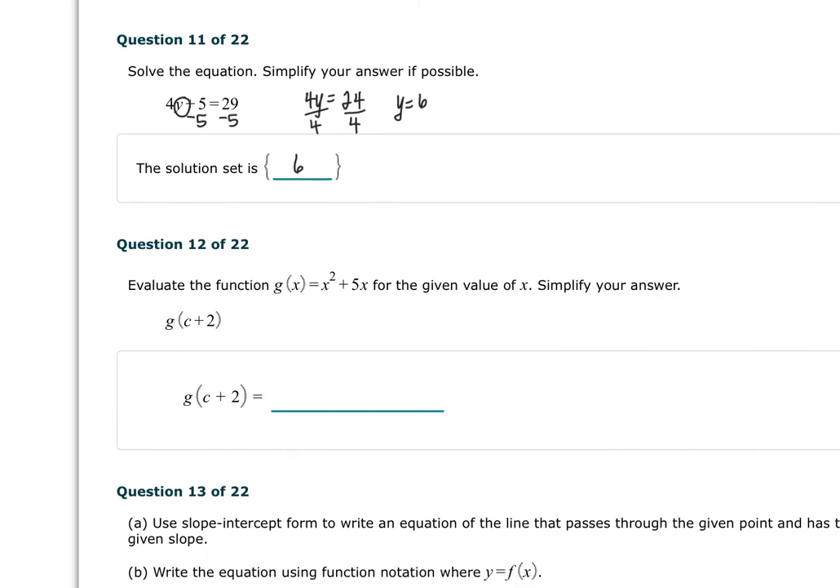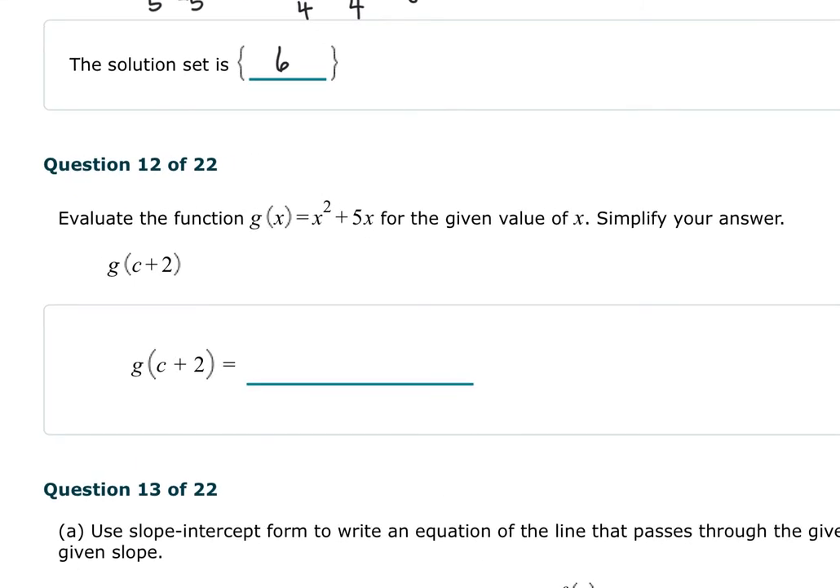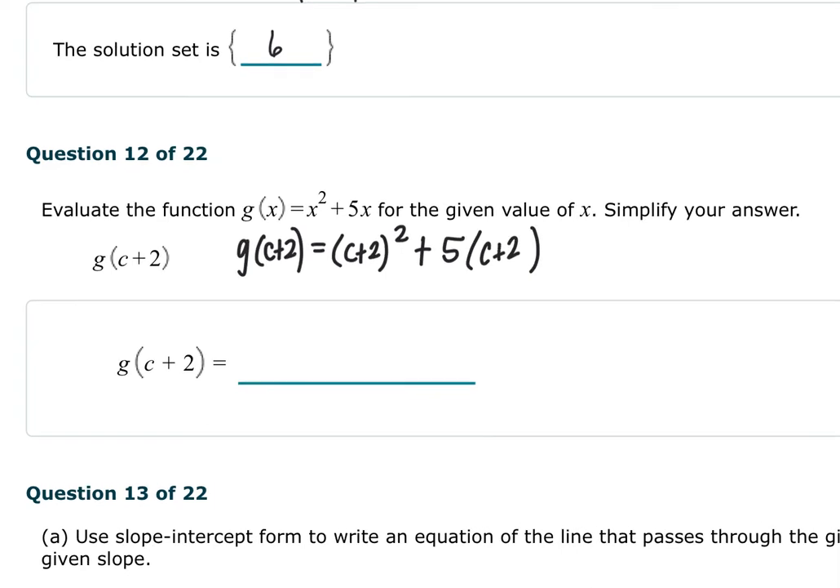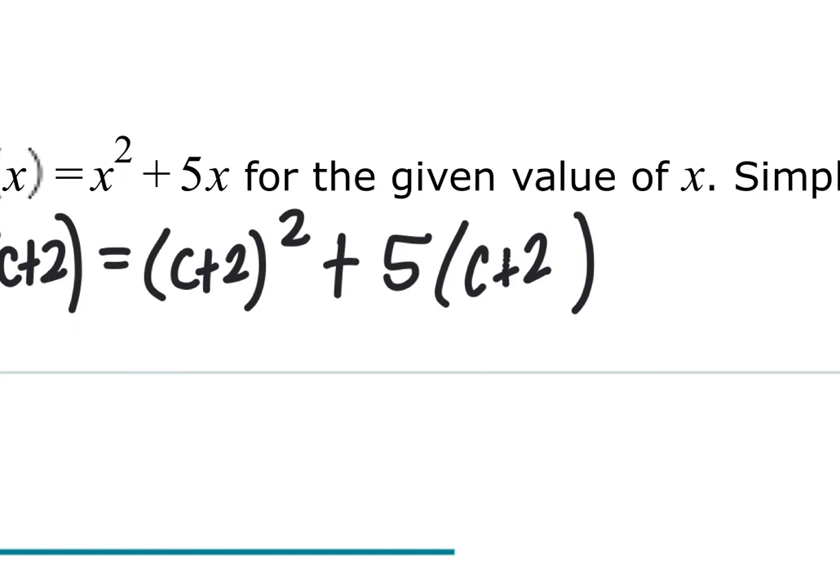On number 12, we're going to evaluate this function, g of x. We're going to plug in c plus 2. Well, g of something is something squared plus 5 times something. Notice how I just put parentheses where that x was? Well, now I'm going to plug that c plus 2 in those parentheses. So I need to square the c plus 2, and that's not simply c squared plus 4. c plus 2 squared is c plus 2 times c plus 2. So I need to FOIL that out.